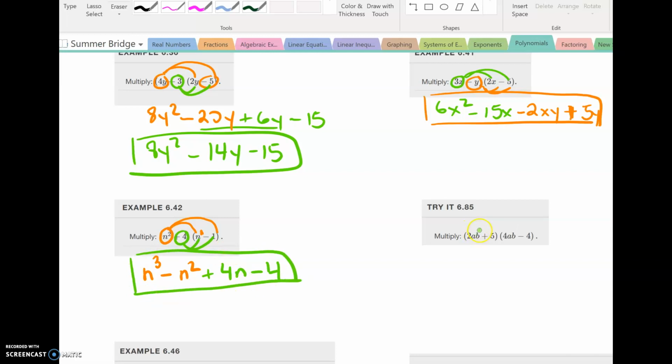Now things are starting to get more complicated, but notice the process is the same. So again, 2 times 4 is 8. Then we have a times a, which becomes a squared. B times b, which becomes b squared. Then we do the 5 and we multiply that out. 5 times 4 is 20, and then ab. 5 times negative 4 is negative 20.